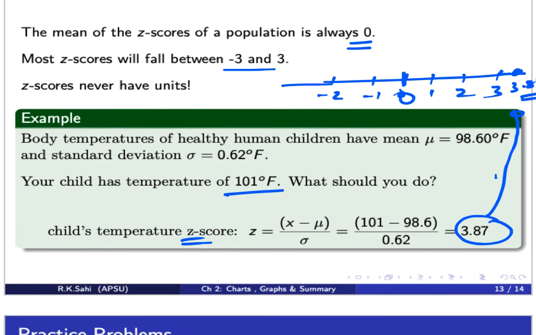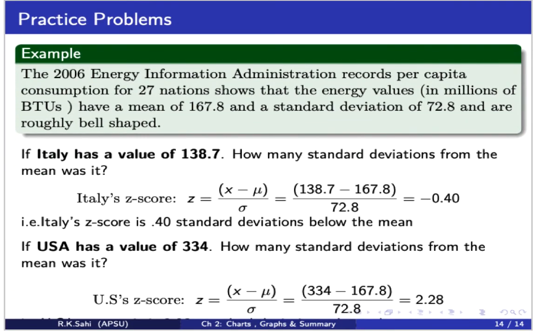One more example, guys, we are going to do. This is the 2006 Energy Information Administration records of per capita energy consumption for 27 randomly picked nations. We are given the energy values in millions of BTUs, the unit of measurement for energy consumption. They have a mean of 167.8 and a standard deviation of 72.8. And it's roughly bell-shaped, which basically means we can apply the empirical rule.